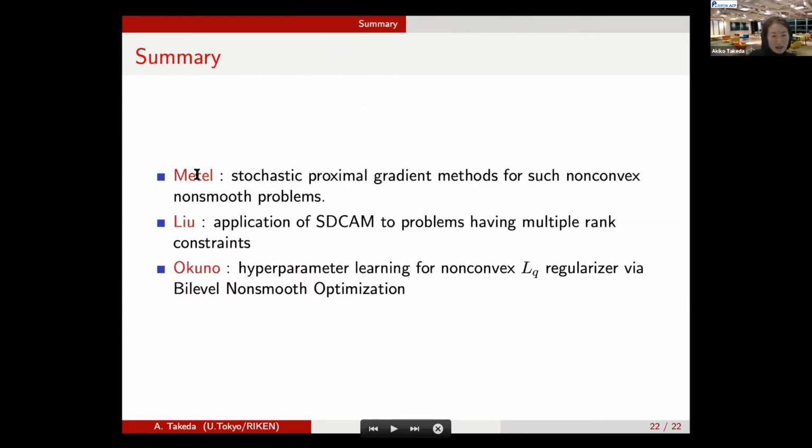And Mike will explain the stochastic proximal gradient method for non-smooth non-convex problems. And Tianxiang will show the application of the algorithm I explained to the problem having multiple rank constraints. And Okuno-san will talk about bilevel non-smooth optimization methods. That's the end of my talk, and we go to the question time.